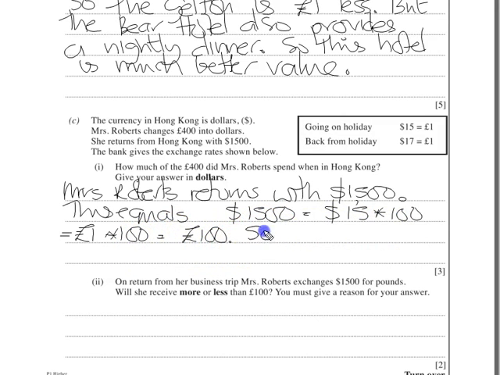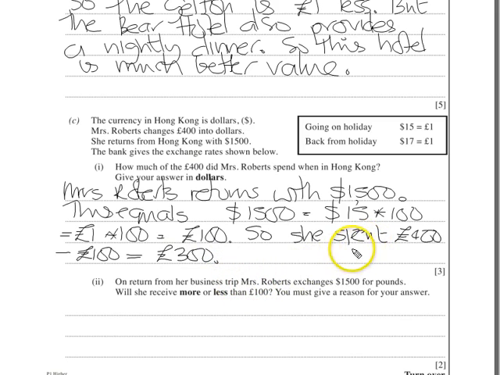So she spent, 400 is what she went out with. She came back with £100 of what she originally had. So that was £300. Okay. So she spent £300. Give your answer in dollars. In dollars, so we better put that then. In dollars.